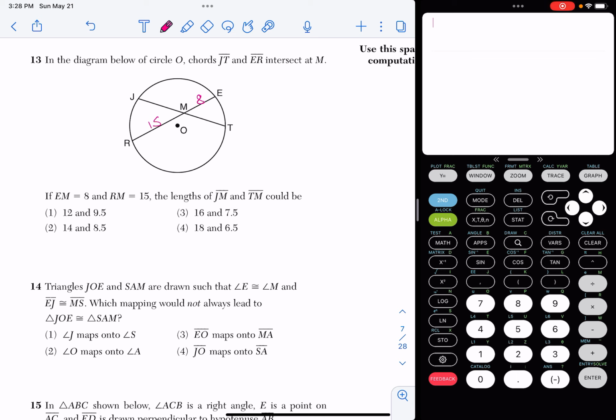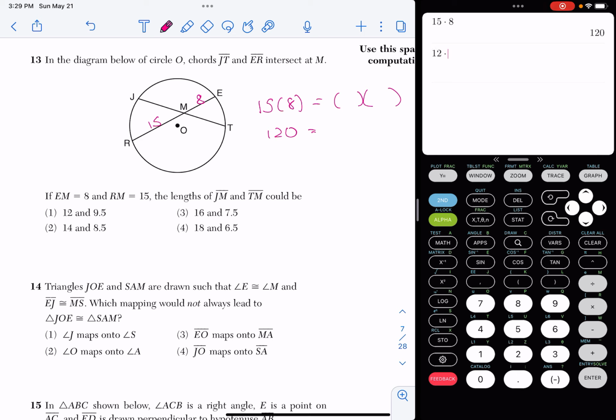When you have two intersecting chords, the rule is that the product of the two parts of one chord, like 15 times 8 in this case, is equal to the product of the two parts of the other chord. So 15 times 8 gives us 120. We want to see which answer choice also has a product of 120.